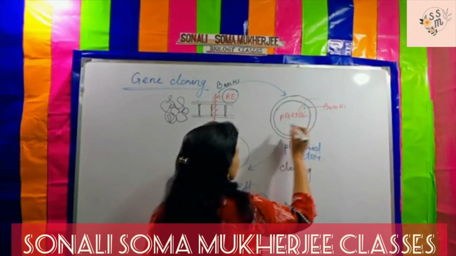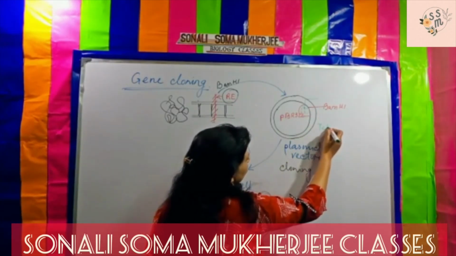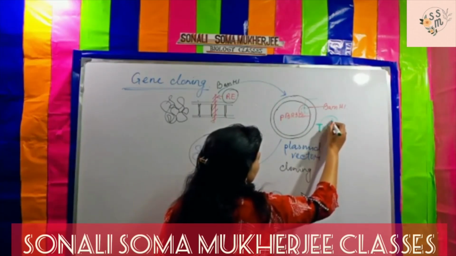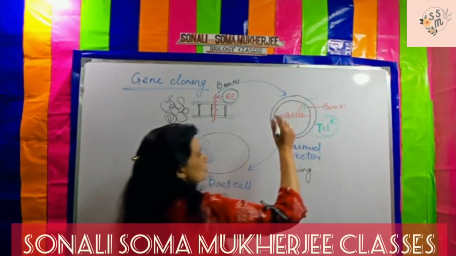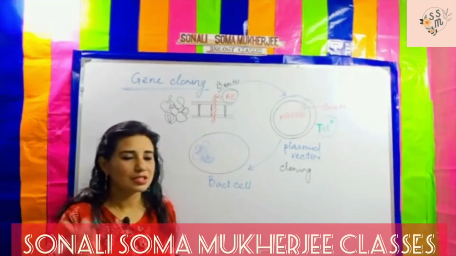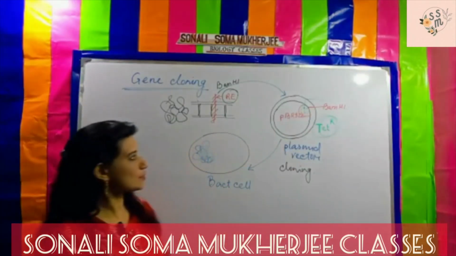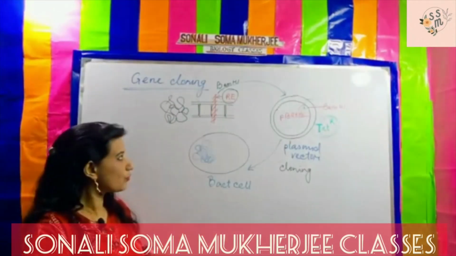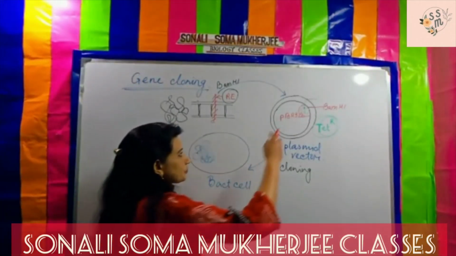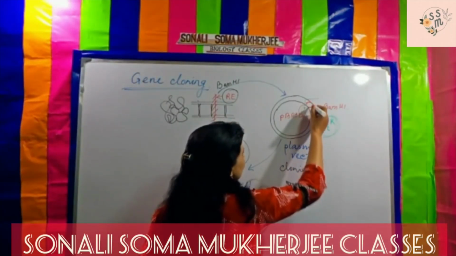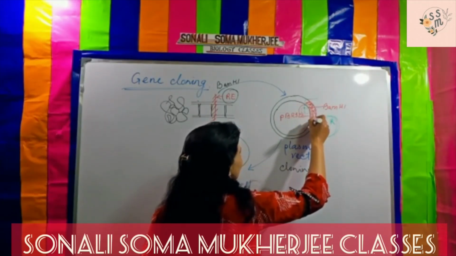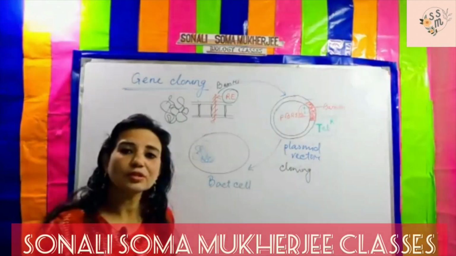This is the place where the tetracycline resistance gene is present. TET is how you write it. This is the gene that confers resistance to tetracycline. So BamHI is used at this point and naturally it breaks. Now the foreign DNA has been inserted into this vector. So it has become recombinant.